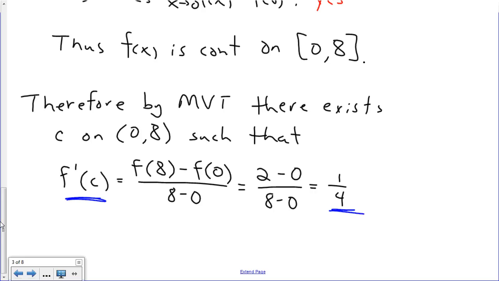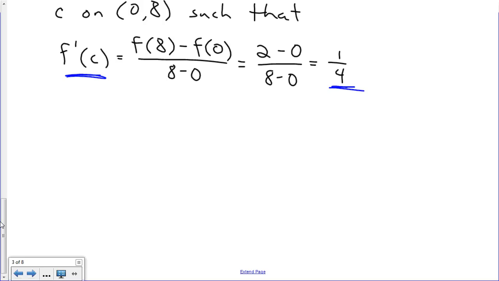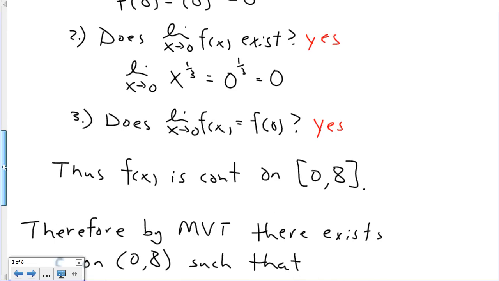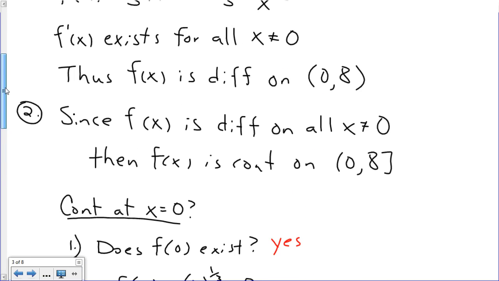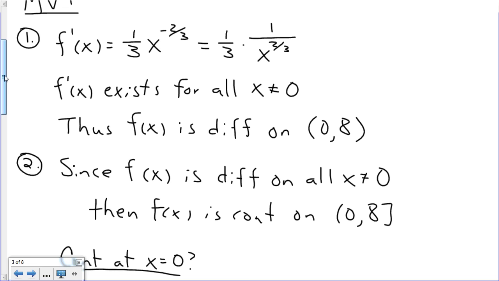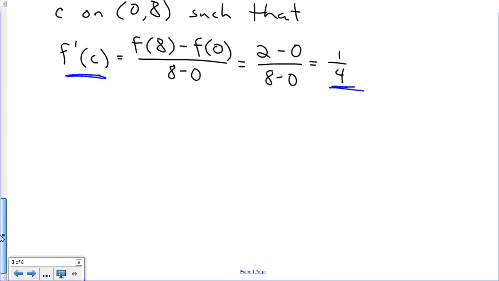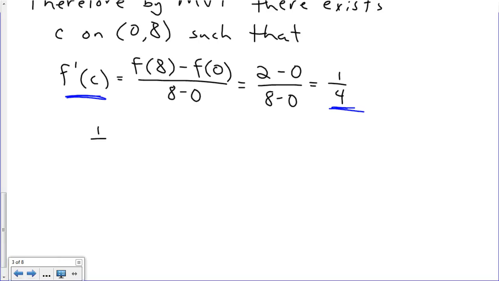So we've already found the derivative actually from above there. Let me just scroll up so you can refresh your memory. We did that in showing differentiability. f prime of x was equal to 1/3 x to the negative 2/3. So f prime of c would be 1/3 c to the negative 2/3. And I'm trying to find out where that's equal to 1/4.